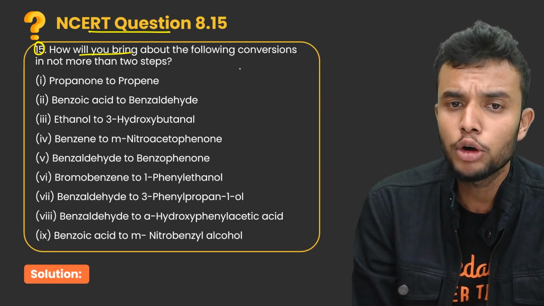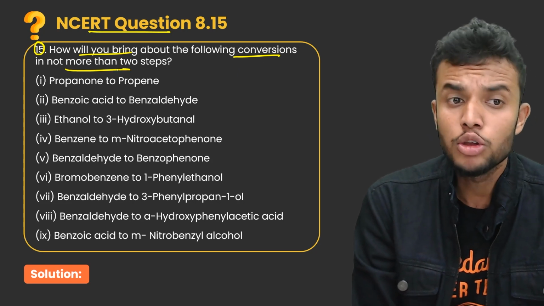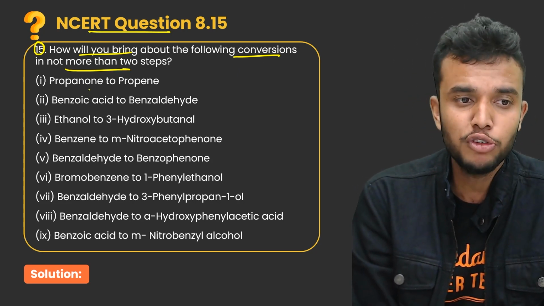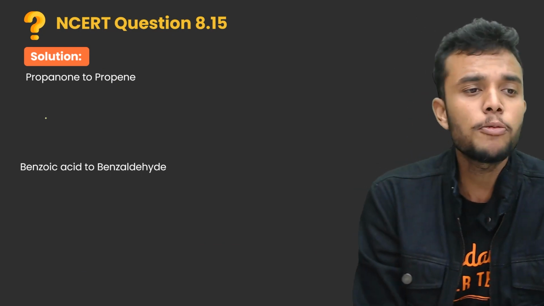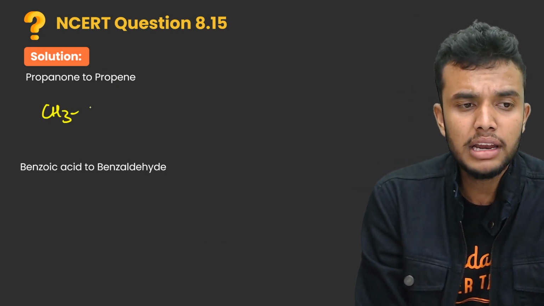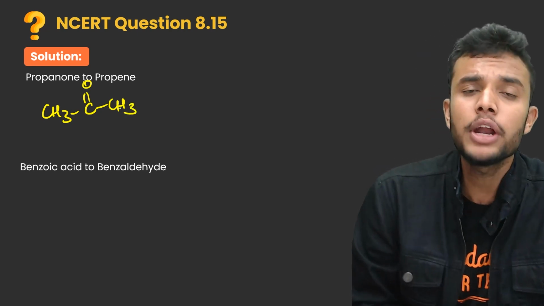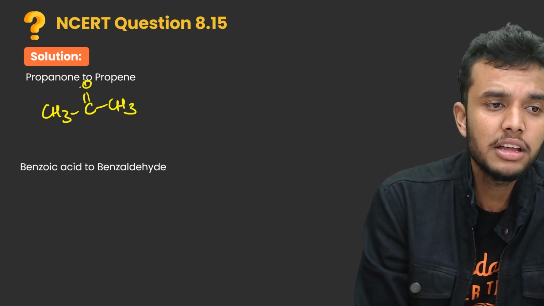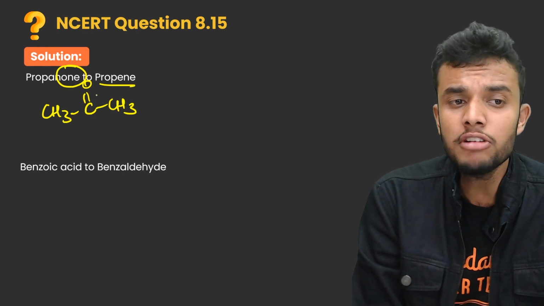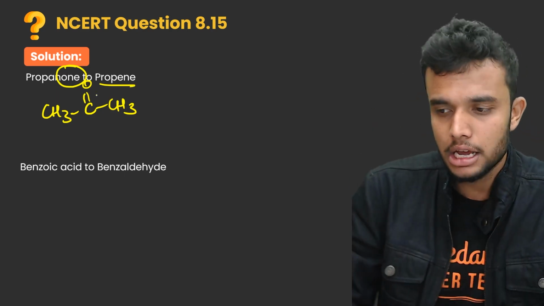How will you bring about the following conversions in not more than 2 steps? Okay, first one, propanone to propene. What is the structure of propanone? It's a three-membered carbon compound, CH3-C double bond O-CH3. This is the structure of propanone. Propanone is nothing but a ketone group.